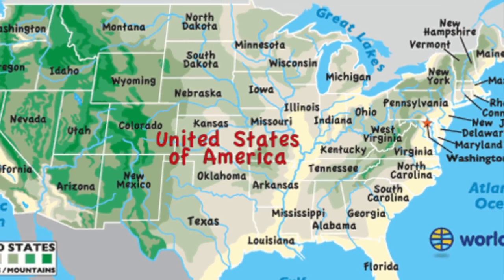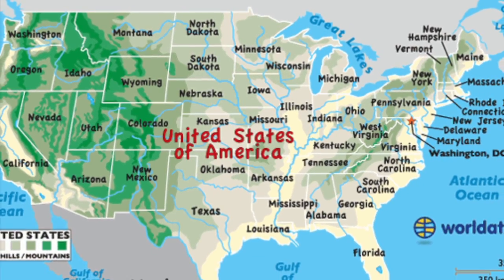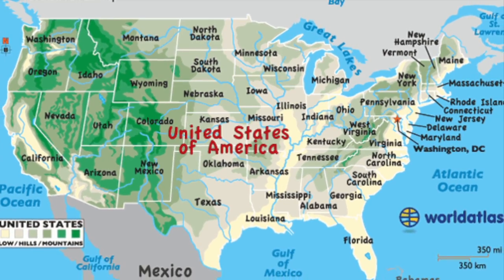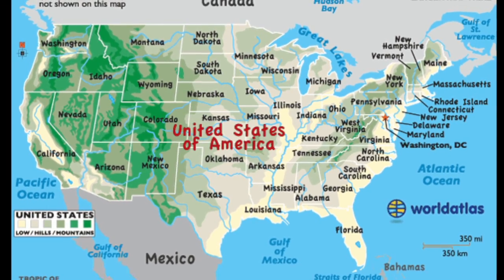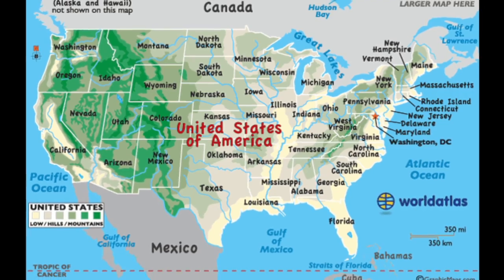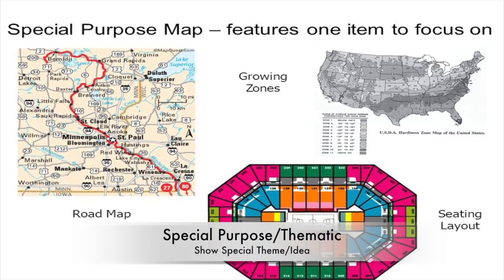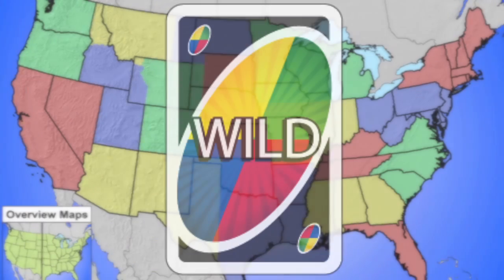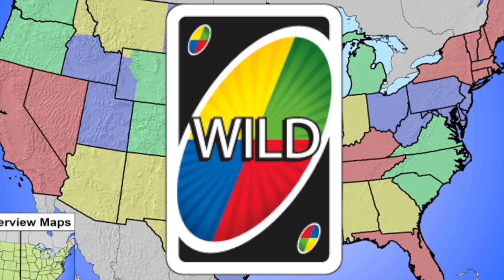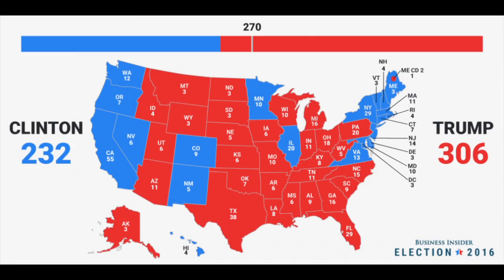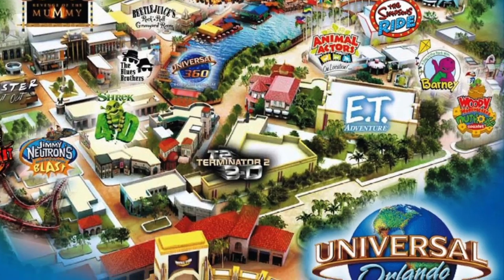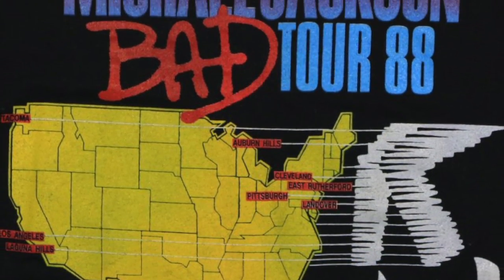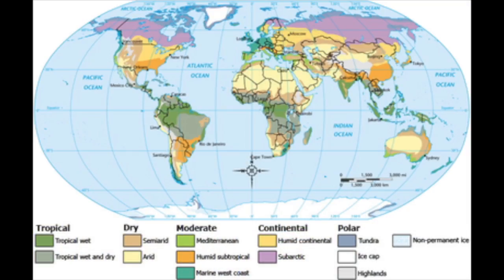Now try this one. Is it physical or political? I tricked you. It's a little bit of both. It has lakes and elevation as well as boundaries and states. Okay, let's look at this last map for today. Special purpose maps, also known as thematic maps, show a special theme or idea. They are the wild card. They can show anything from which parts of the country voted for a presidential candidate, to theme park rides, to concert tours of your favorite musician. Climate and highway maps also fall in this category as well.